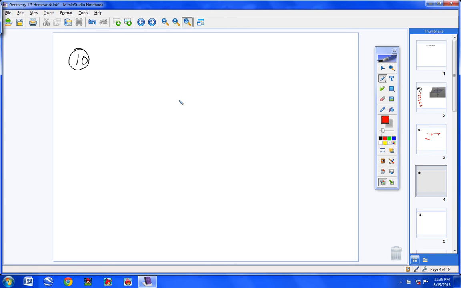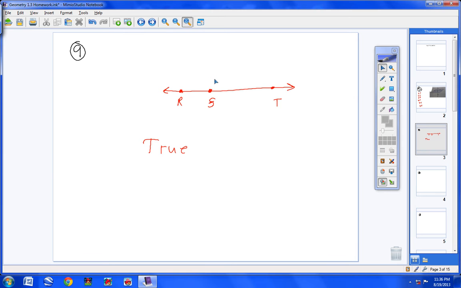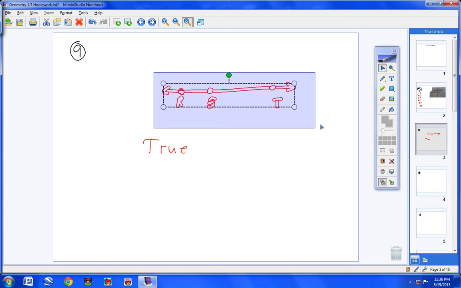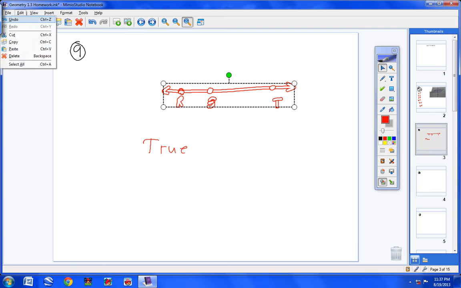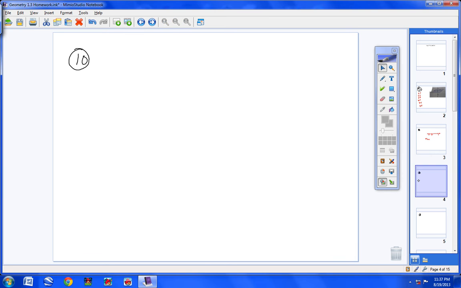Okay, let me go back a page and give me just 1 second. I would like to copy this so I won't have to keep drawing it over and over. All right, so hold on 1 second. There we go. And now moving on to number 10. All right, number 10.